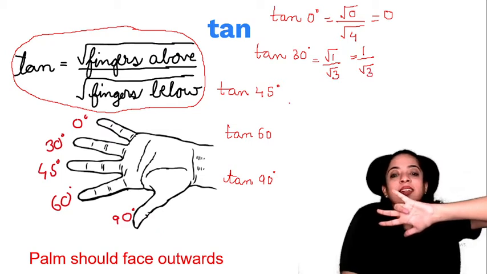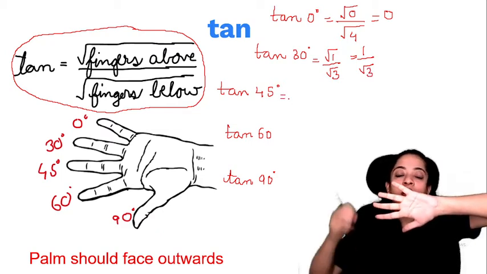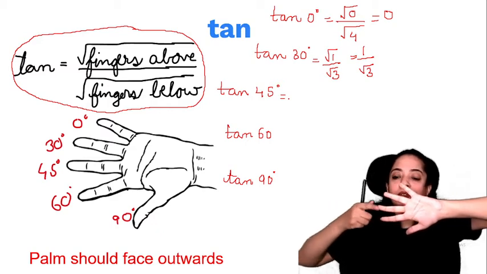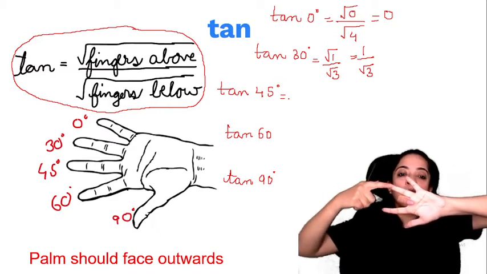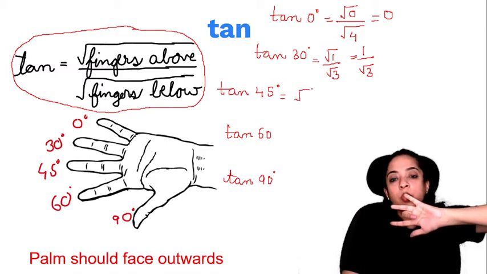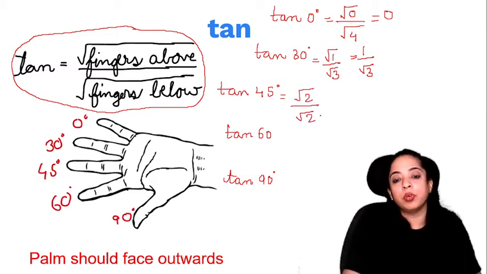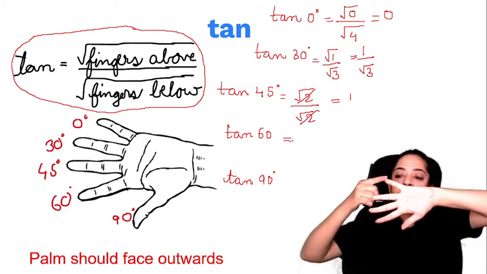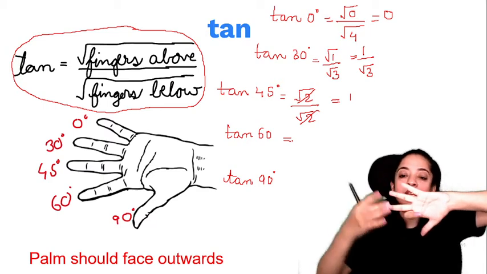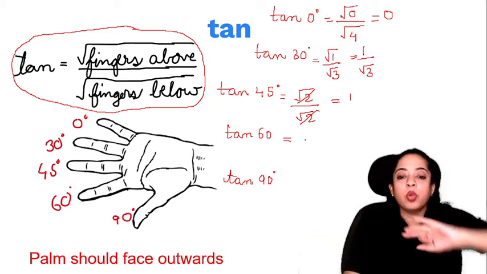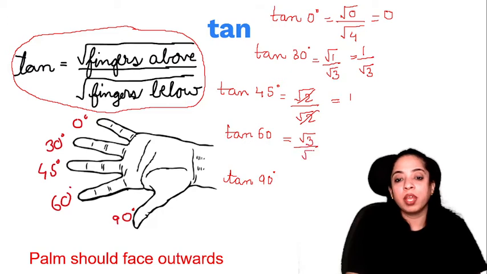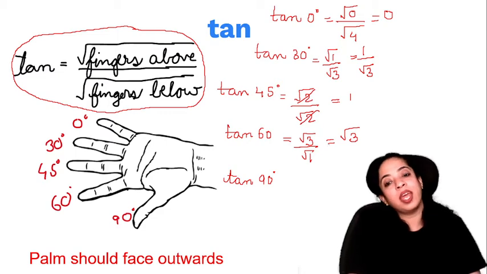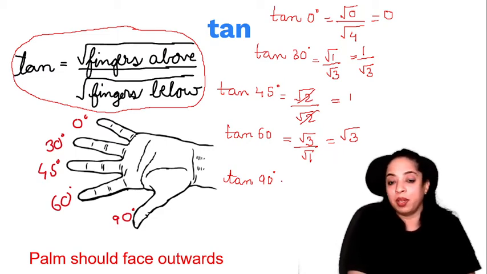Isn't it amazing how quickly we are finding out? Now tan 45, 0, 30, 45. Fold this. 2 fingers above, 2 fingers below. So square root of 2 by square root of 2, which will cancel out and become 1. So tan 45 is 1. Now see tan 60, 0, 30, 45, 60. Fold this. 3 fingers above, 1 finger below. So it is root 3 only. Because square root of 1 is 1 and you divide anything by 1, the number remains same.